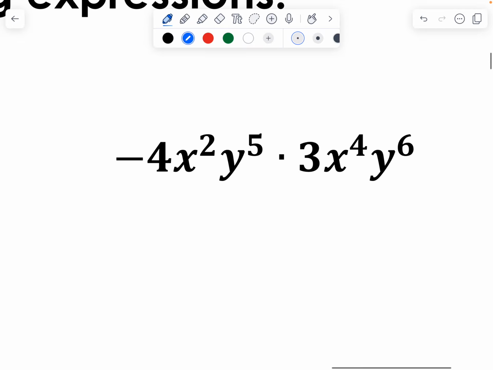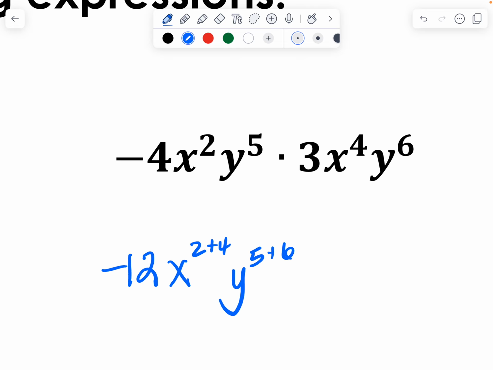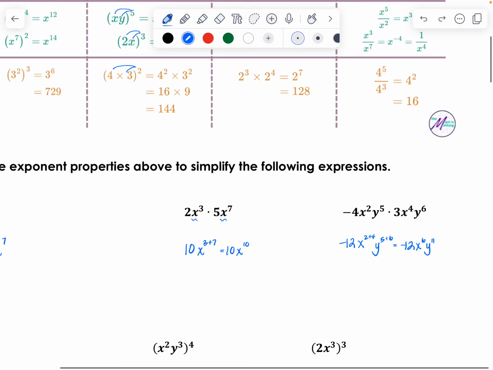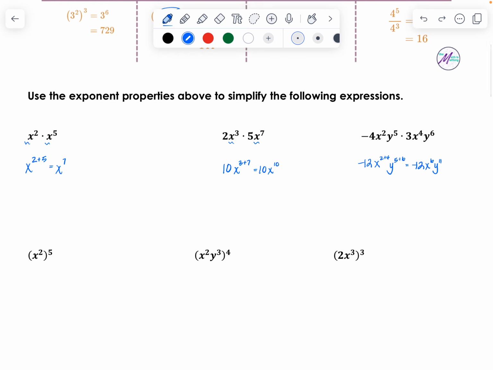All right. Here we've got a lot of things being multiplied. First, let's do negative 4 times 3 is negative 12. Then x to the second times x to the fourth, we'll add those. And y to the fifth times y to the sixth, we'll add those. So we'll get negative 12, x to the sixth, y to the 11th. All right, now if this is what you write and you don't need to write this step, that is totally fine with me. You can absolutely skip that first step. All right, so that's one property. When you multiply your bases, you add your exponents.